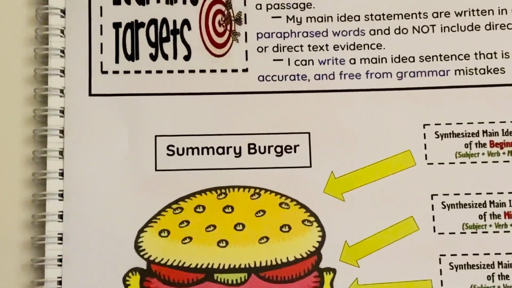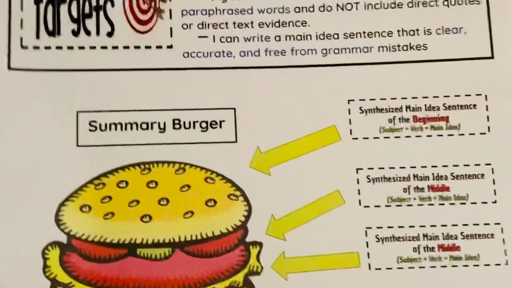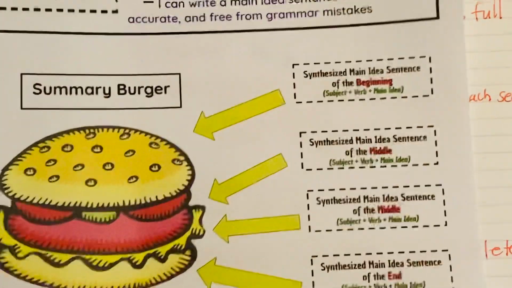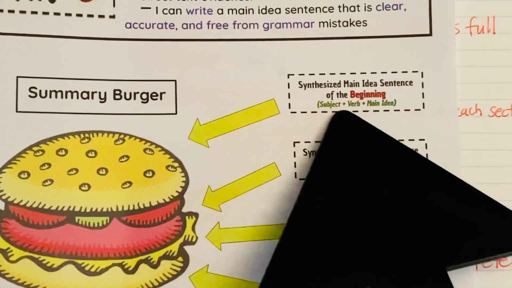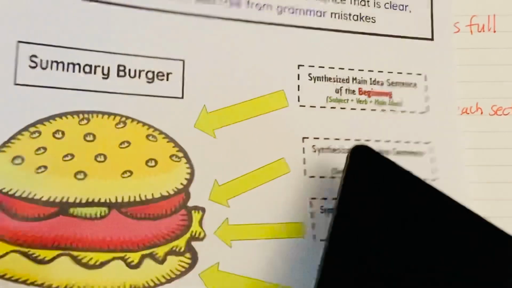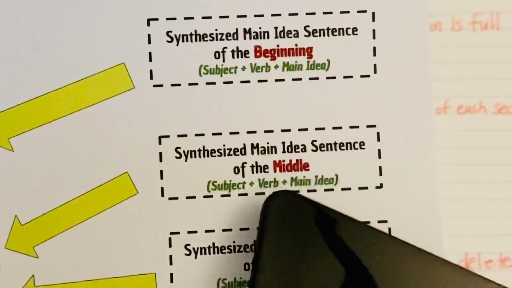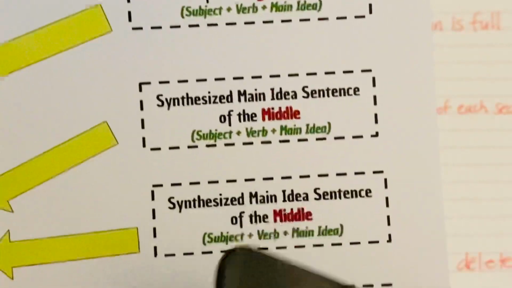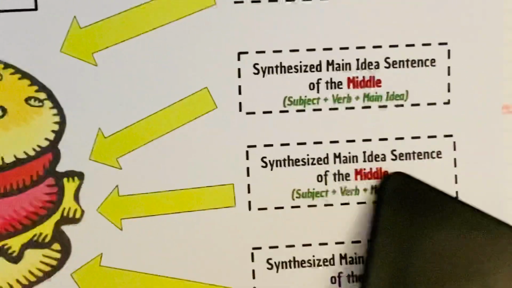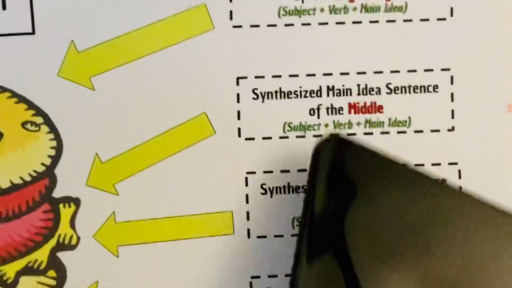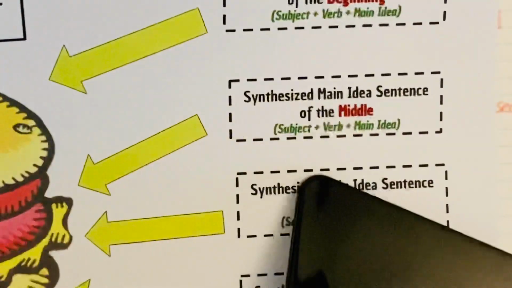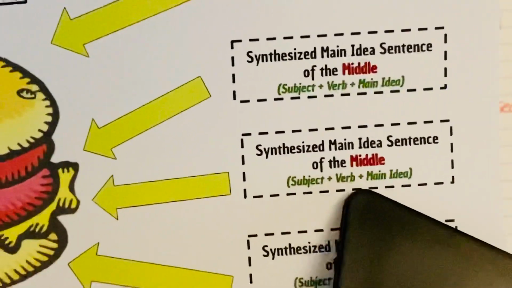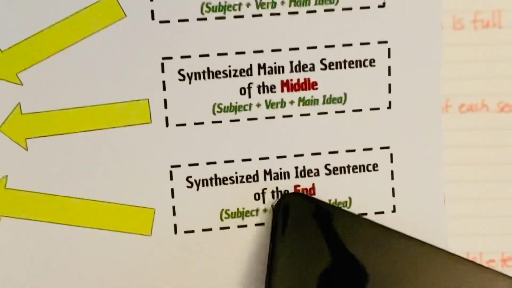So when you're writing a summary, your summary should have the following parts, okay? Now, the first part is a synthesized main idea of the beginning, and it follows that subject, verb, main idea formula. You should have a synthesized main idea of the middle, subject, verb, main idea. Now, some articles, you might need an extra middle because they're longer, so you could have 2 middles. And if it's a super long article, you may have 3 middles, but I think 1 or 2 is enough, especially for a smaller article. And then the synthesized main idea of the end, okay?